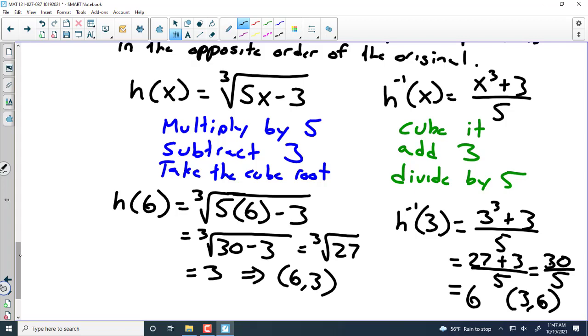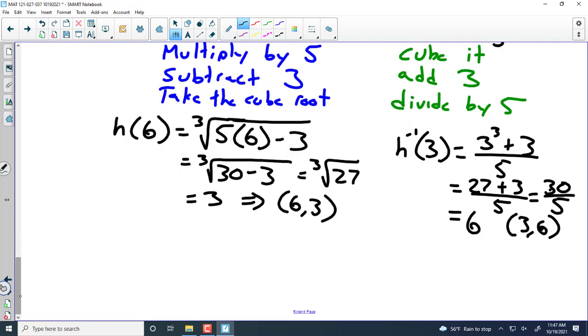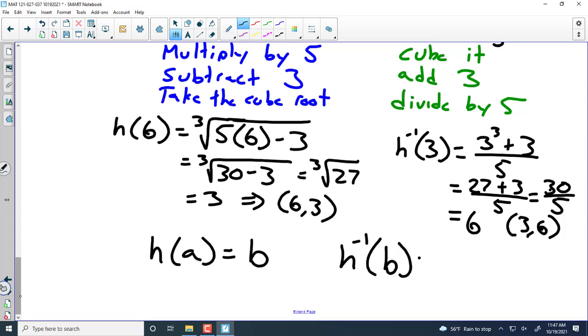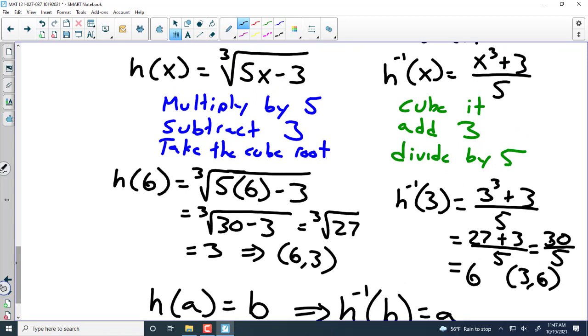I don't care what ordered pair you plug in here. If you were to plug some number into the original function, you got some other number out, and then you would plug that number back into the inverse, you would get back to where you started every time. It's just easy to see with numbers that are not nasty decimals. But this is what I mean. I think this is really neat, everyone. Multiply by 5, subtract 3, take the cube root, cube it, add 3, divide by 5. They're the exact opposite in the exact opposite order. And that's how every inverse works.